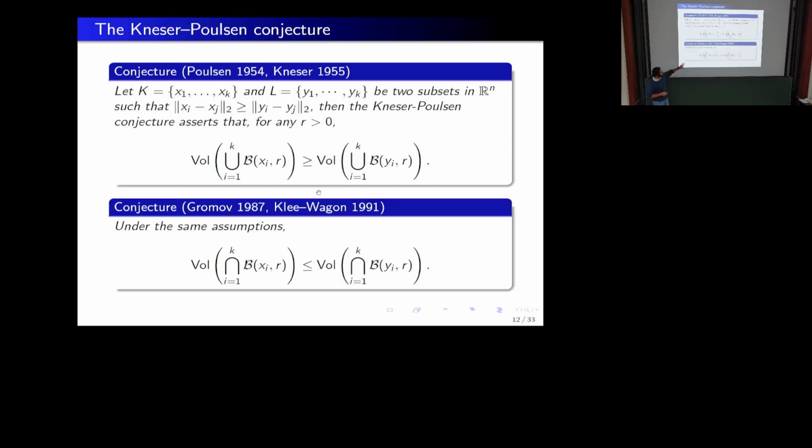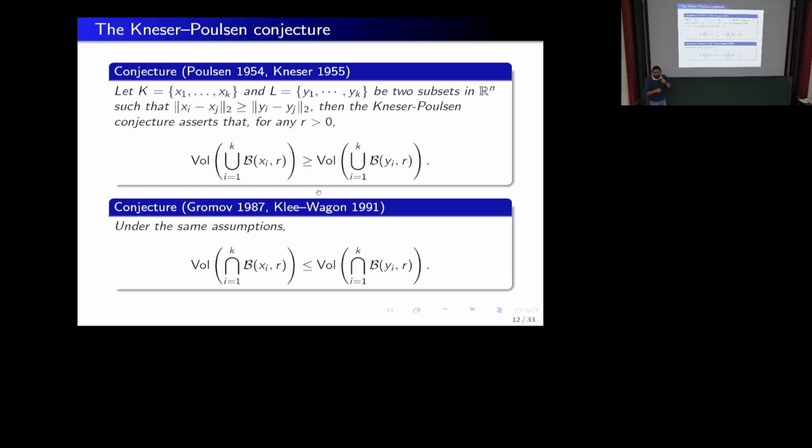There's another very interesting related conjecture about the volume of the intersection. This is sometimes called the Gromov-Klee-Wagon conjecture. This is something I won't talk about today, unless you ask me questions, in which case I will not resist the temptation to talk about it. So these are two conjectures.